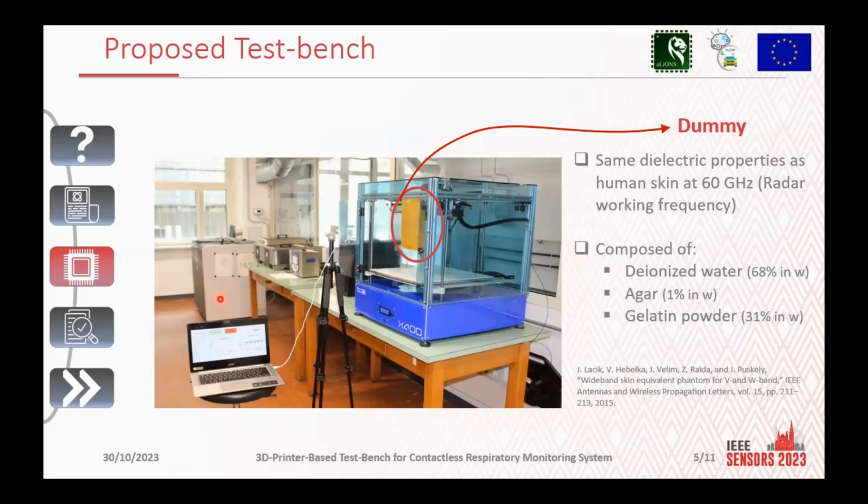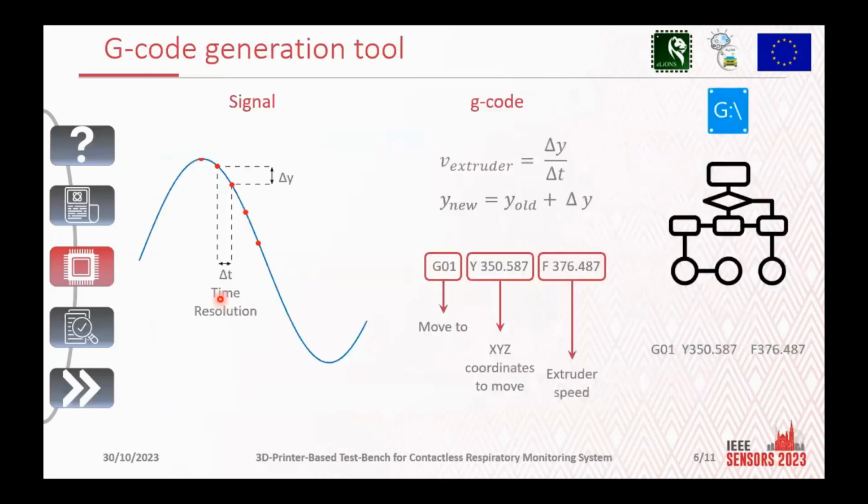The center of our work was the G-code generation tool. So the tool that, starting from the signal, will produce the G-code lines that will be compiled by the 3D printer. To do this, the user has to set the time resolution. Of course, from the signal, for 2 points, we can have a difference in the amplitude. And from these 2 values, we can calculate the extruder velocity and the new position along the axis.